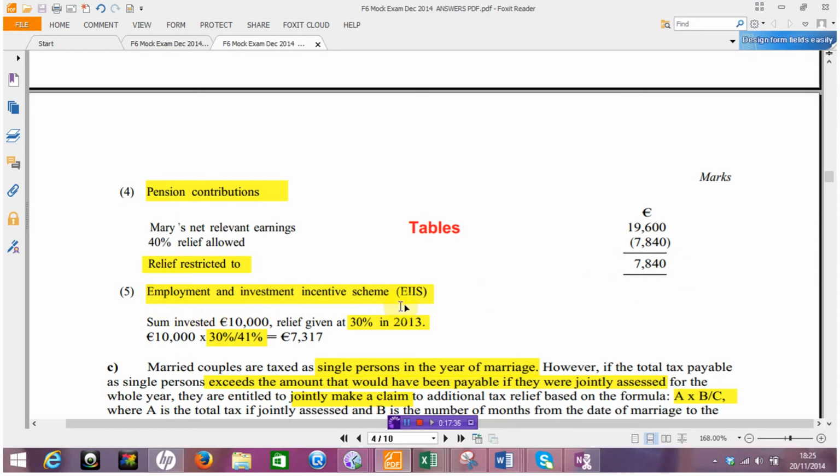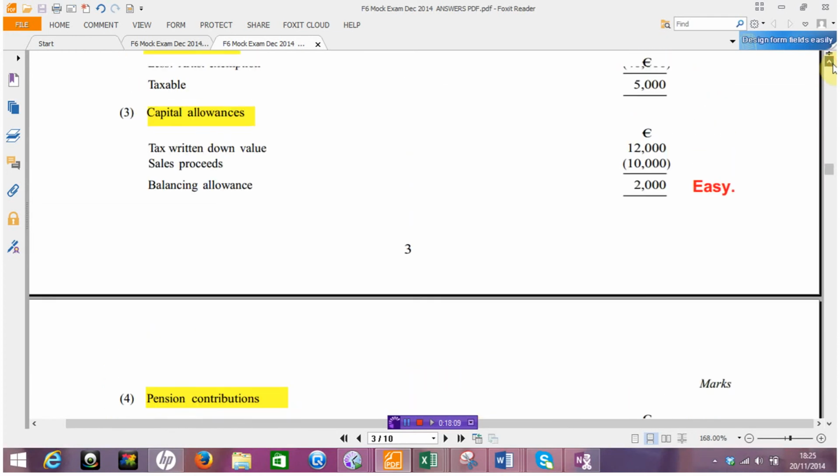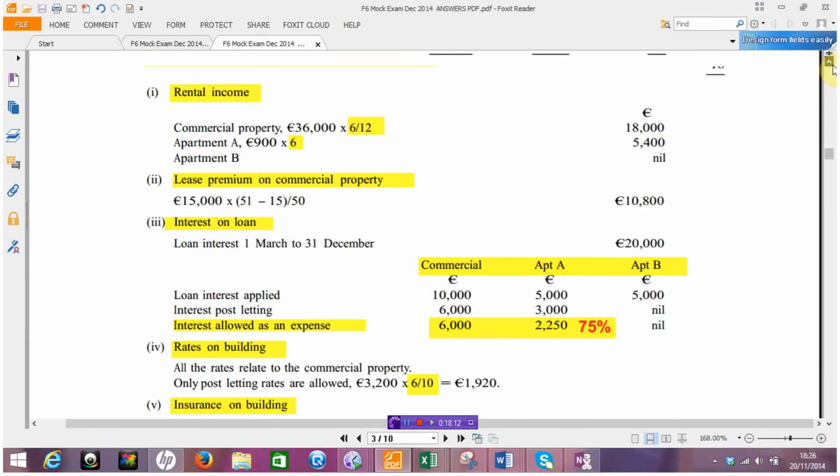Okay, now in terms of the EIS, we know that it's a deduction of some kind, or at least I hope we do. We know that the amount invested was 10, and the key point was the restriction of relief in year 1. We know that the full marginal relief, i.e. 41%, is available as long as the shares are held for 3 years, but in year 1, just 30. So watch out for that. And the way they've done it is to simply apply a fraction to the amount of 10,000, giving us 7,317. And that allows for, in effect, that 30% element. Okay, so those are those 2 issues.